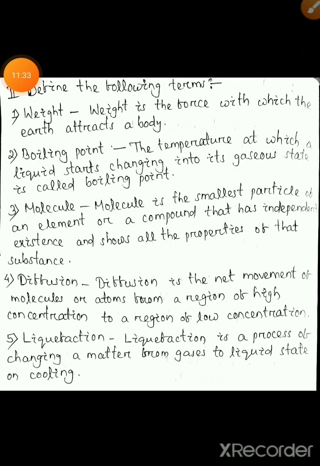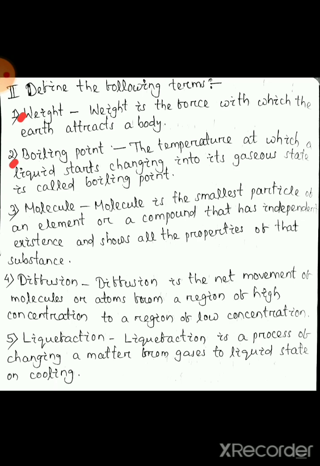Next one, define the following terms. There are 5 terms given and we have to define them. So, we have to write the definition. So, first one, weight. We know weight is the force with which the earth attracts a body. Second one, boiling point. Boiling point, the temperature at which a liquid starts changing into its gaseous state is called boiling point of that liquid.